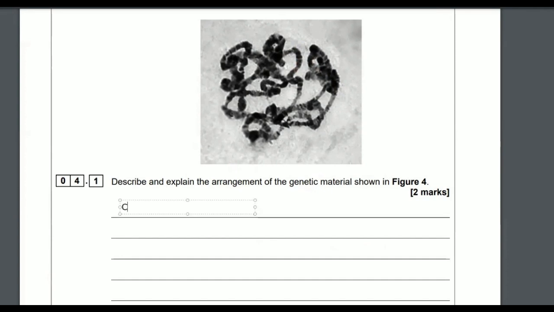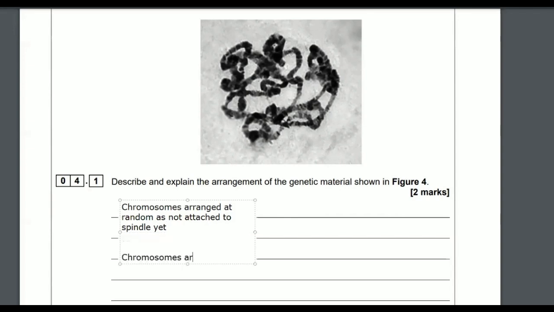So we might notice that instead of being paired up or being neatly arranged on the spindle fibers or lined up in the middle, like in the metaphase, or pulling away in the anaphase in an orderly fashion, the chromosomes are kind of randomly spread or squiggled about inside the cell. So the chromosomes are arranged randomly. They're not yet attached to the spindle, or probably better to say there isn't any spindle activity yet.